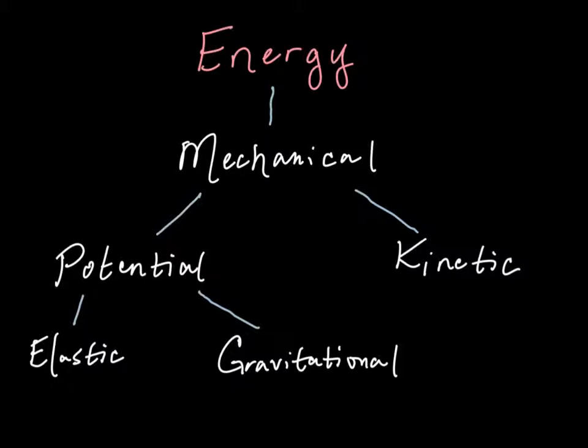So the first slide I have here is just our tree of types of energy. Just our general one, we'll say energy. And our definition for energy, remember, is the ability for an object to do work. In this unit, we talk primarily about mechanical energy and types of mechanical energy. There were two types of mechanical energy: potential and kinetic.